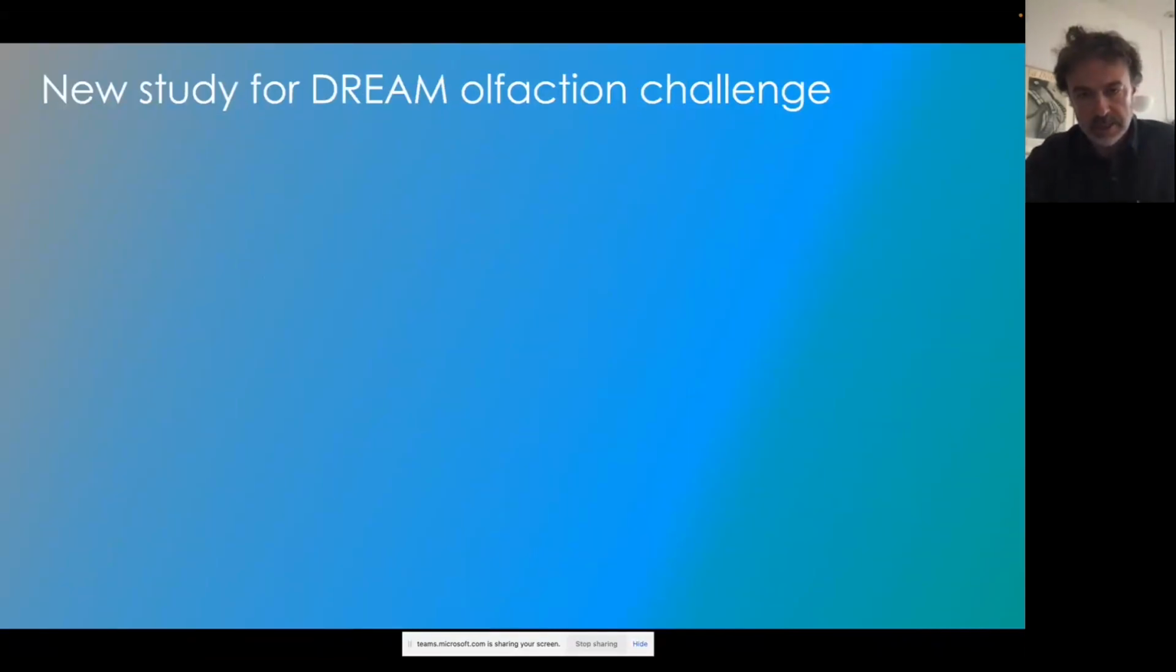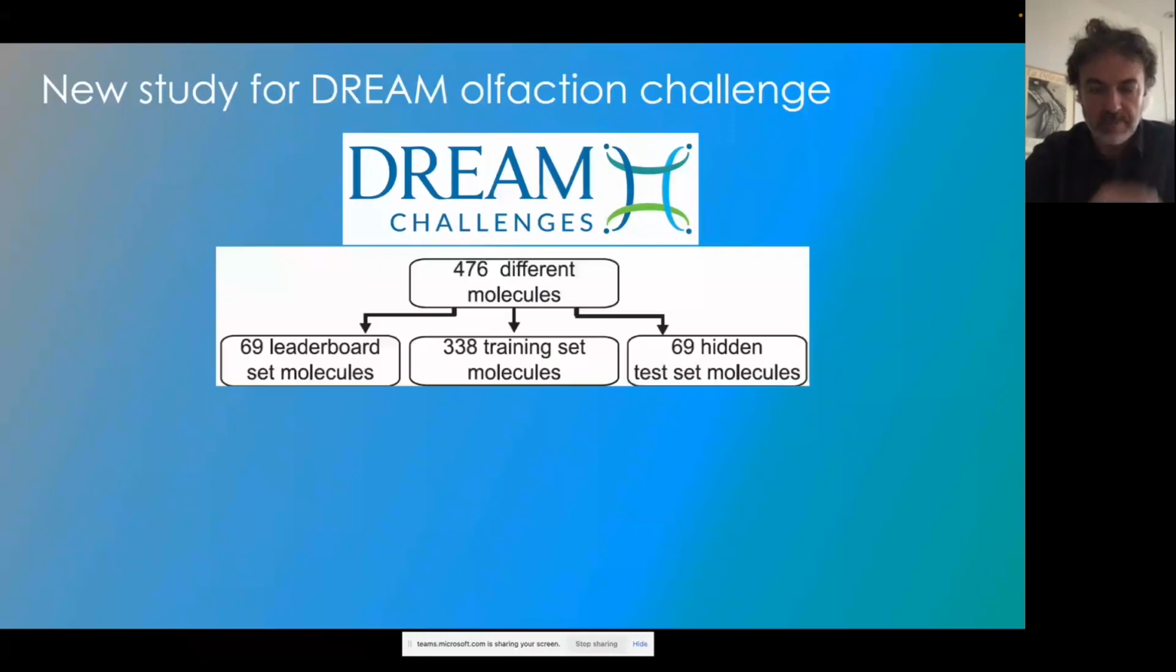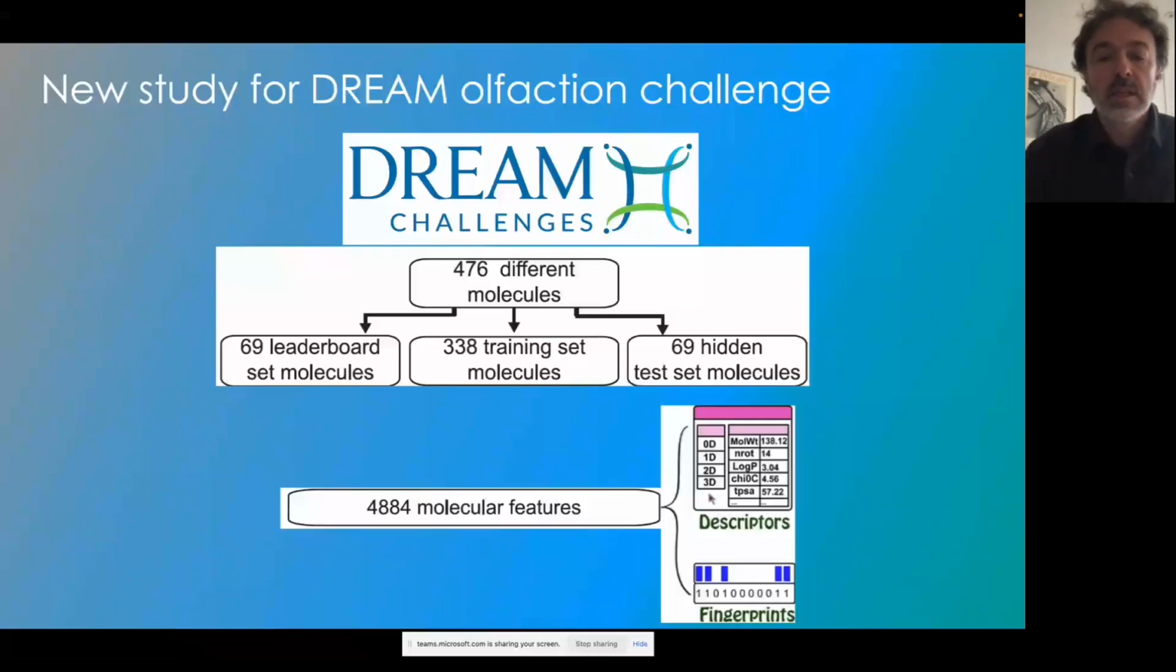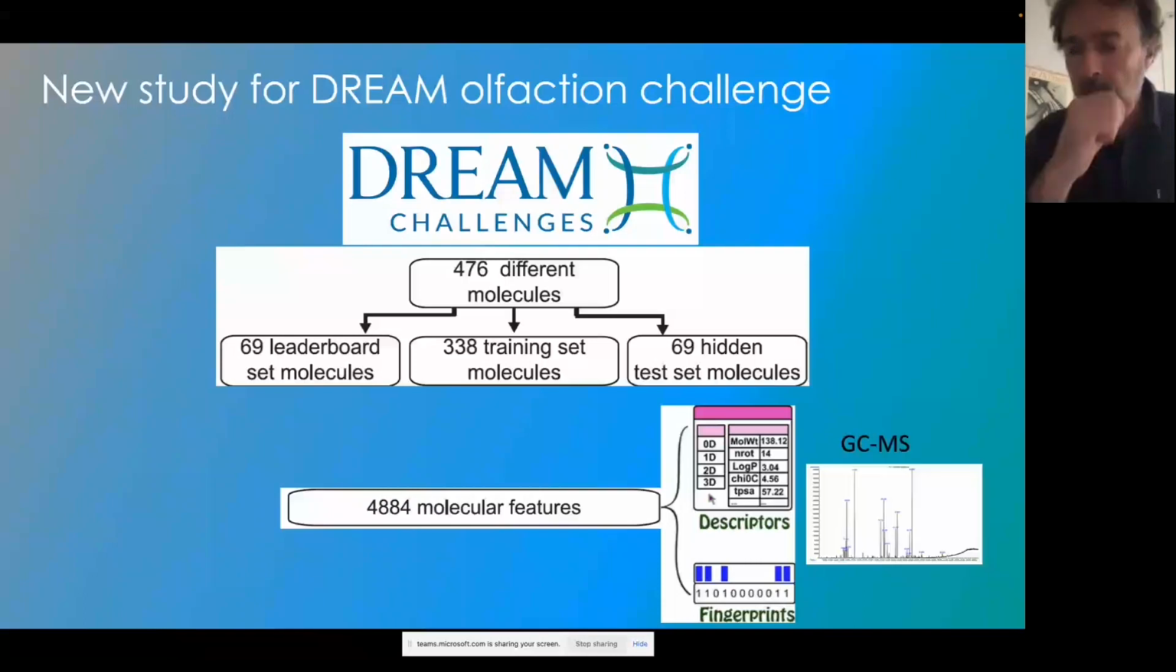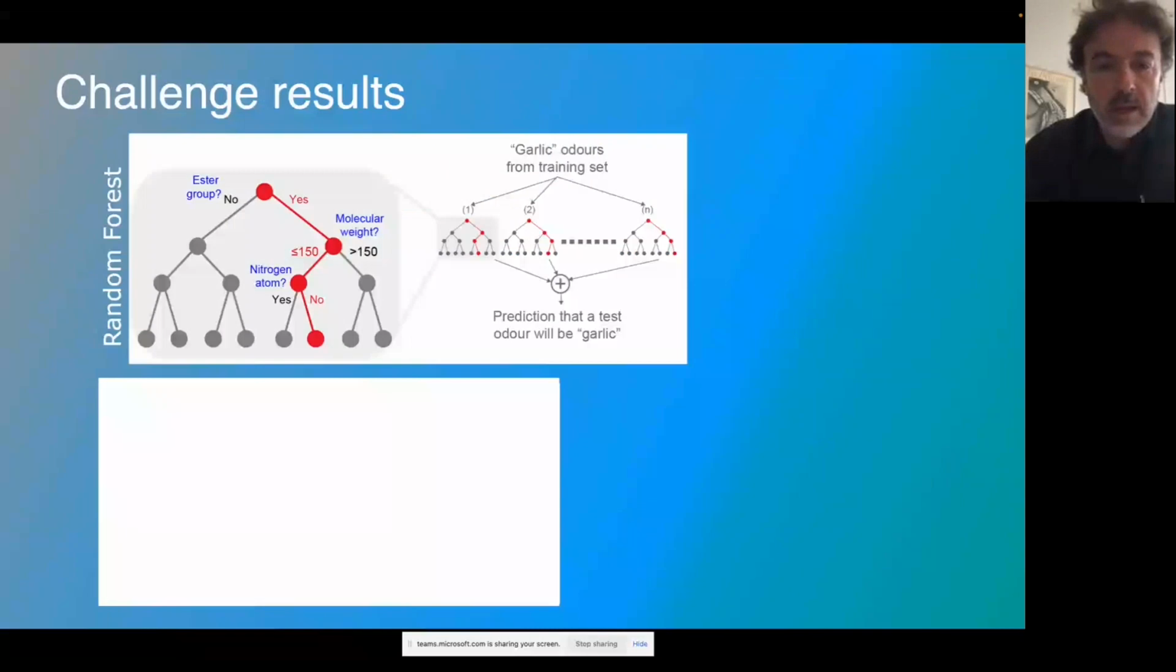We organized a DREAM Olfaction Challenge. We separated the 400 molecules into a large training set of 300 molecules, then a leaderboard set to enhance competition, and then a hidden set. And we gave the participants a set of molecular features, in this case the Dragon descriptors, but they really could use any representation of molecules to predict. The idea was to try to predict what the hidden set of molecules were going to smell like.